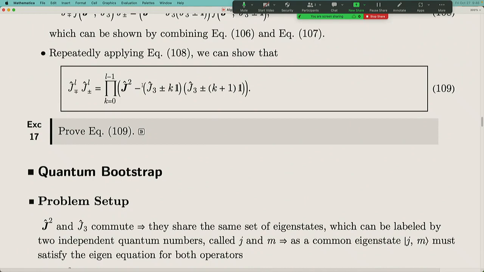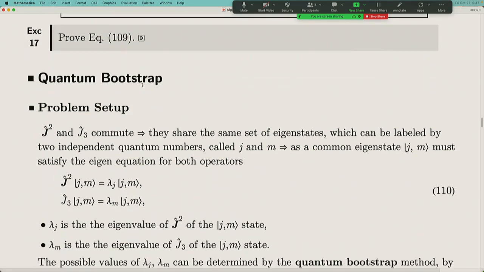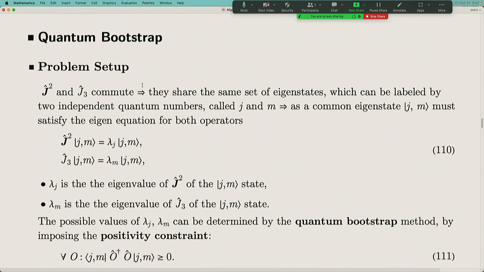So all we have done is basically turning an expression which is in terms of raising and lowering operators. Remember, raising and lowering operators only have to do with J1 and J2. But on the right-hand side, it only has to do with J square and J3. Basically, we are changing the expression related to J1 and J2 into J square and J3. That's the role of this equation. With that, we can apply the quantum bootstrap idea.